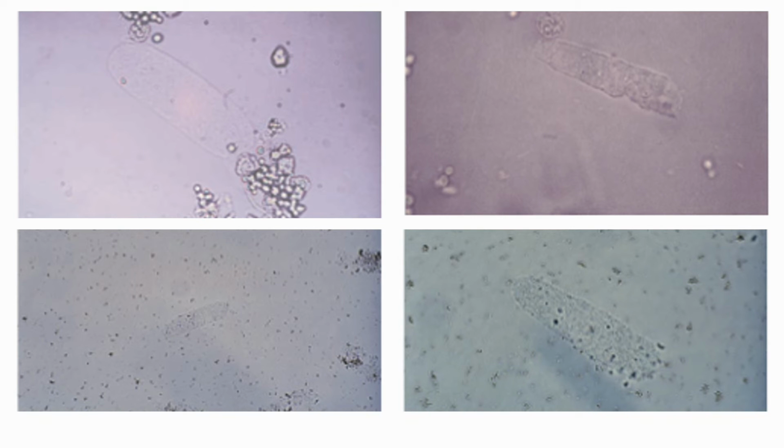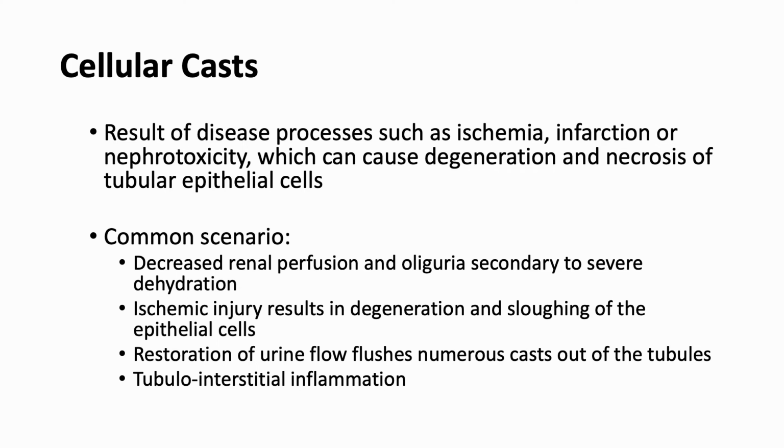This slide shows different photomicrographs of hyaline casts. So you have the hyaline cast in its convoluted form. You have a hyaline cast in association with amorphous urates and attachment to a mucus pseudocast, and also a hyaline cast containing occasional granules.